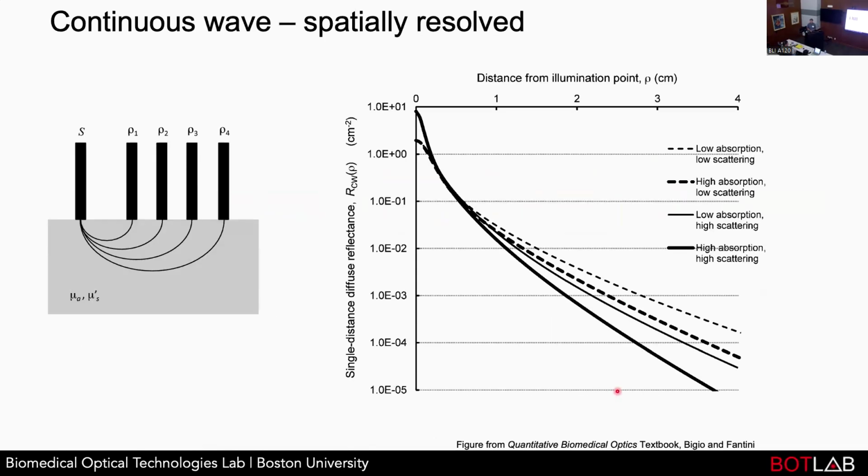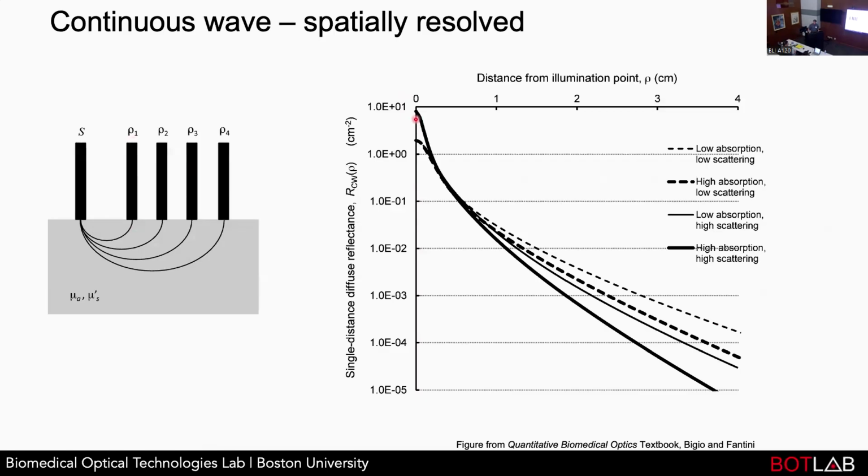Okay, the continuous wave is referring to the fact that we're not modulating the light source. Spatially resolved is referring to the fact that we have some source and then typically multiple detectors at different source-detector separations, or rho, that symbol rho, away from the source. And let's look at this relationship.